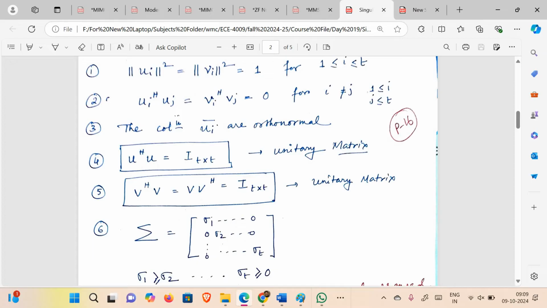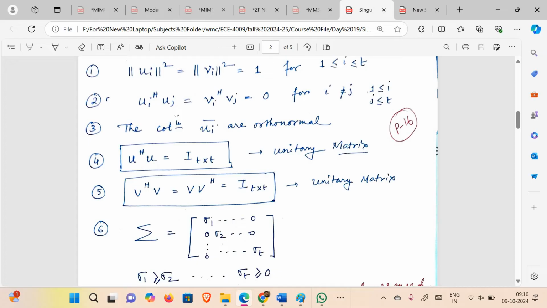But apart from that, you can see the sigma also bears the resemblance of a diagonal matrix with sigma 1, sigma 2 up to sigma t, keeping in mind that the order of the sigmas will always be sigma 1 greater than sigma 2 and so on and so forth. So the basic objective of these questions is to find these three decomposed matrices and test whether they are following the properties. That is all we have for our syllabus.